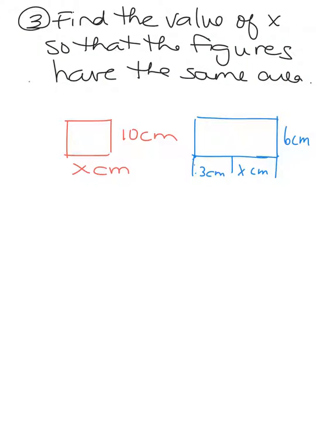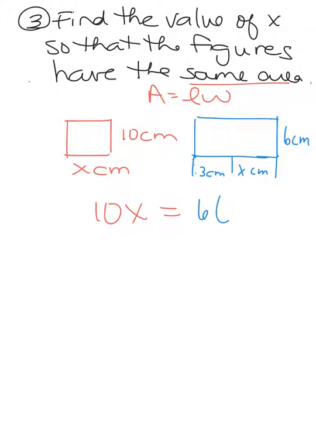My next problem says find the value of x so that the figures have the same area. Now this is a little bit more involved than the problems we've been doing so far in this lesson. So let's think about the formula for area. Area is equal to length times width. So I do have some missing values there. I have x on either diagram, so I know the area is going to be length times width. So on my red diagram, that's going to make it 10 times x, which is 10x. On my blue diagram, I know I'm going to have 6 because that's my width.